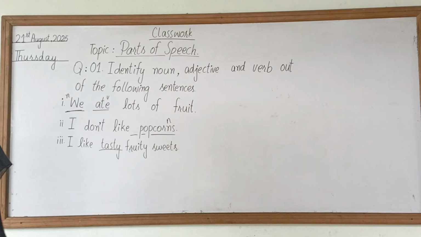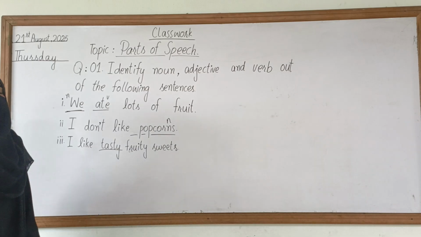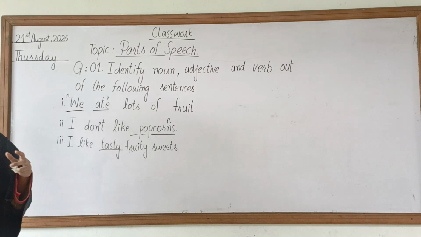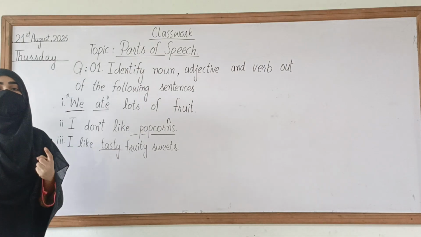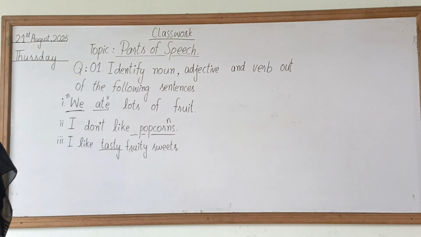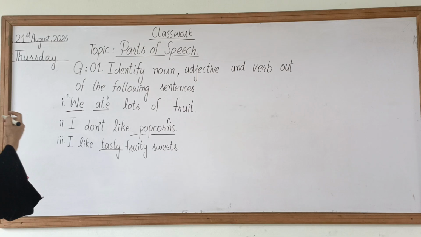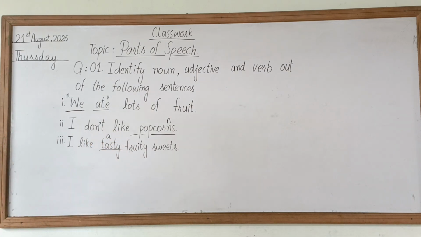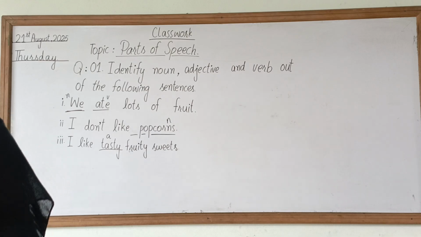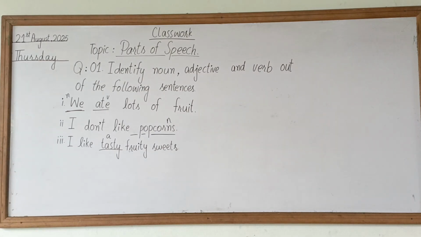So what is tasty here? Tasty here is the quality of the fruity sweets. There are fruity sweets and tasty is that mazedar. So tasty is the quality of those fruity sweets. So we will be saying that tasty is an adjective. It is describing the quality. So we will be mentioning it as an adjective. Got it?